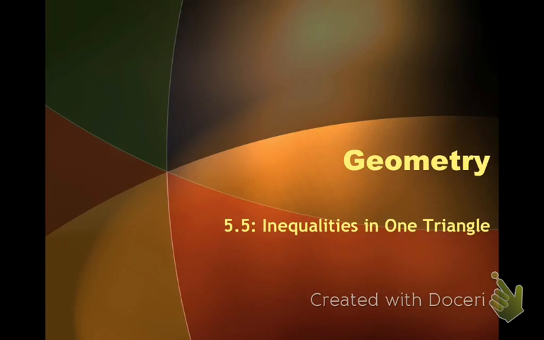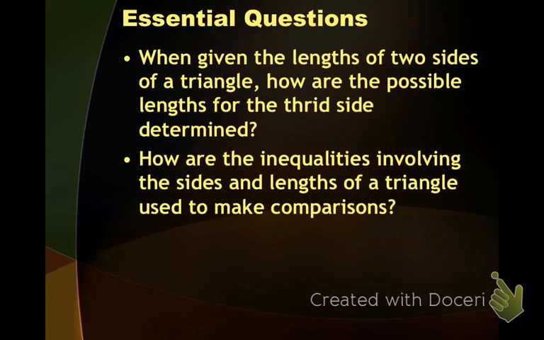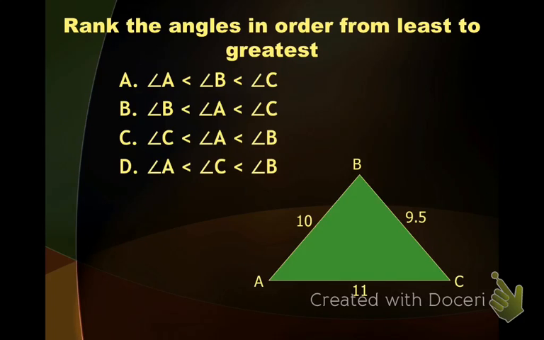Alright, in this video we're going to look at examples having to do with inequalities in a triangle, specifically side lengths and angle measurements. When given the lengths of two sides of a triangle, how are the possible lengths for the third side determined, and how are the inequalities involving the sides and angles of a triangle used to make comparisons, are the central questions for this video in the examples that you're going to see and work through.